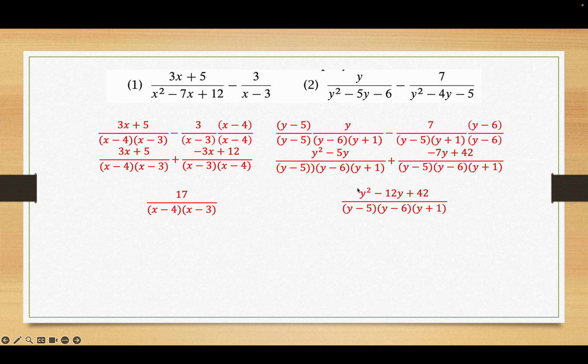Putting it together, I get y squared minus 12y plus 42 over the y minus 5, the y minus 6, and the y plus 1. I try to factor y squared minus 12y plus 42. No can do. Therefore, I am done. I've gone as far as I can go.